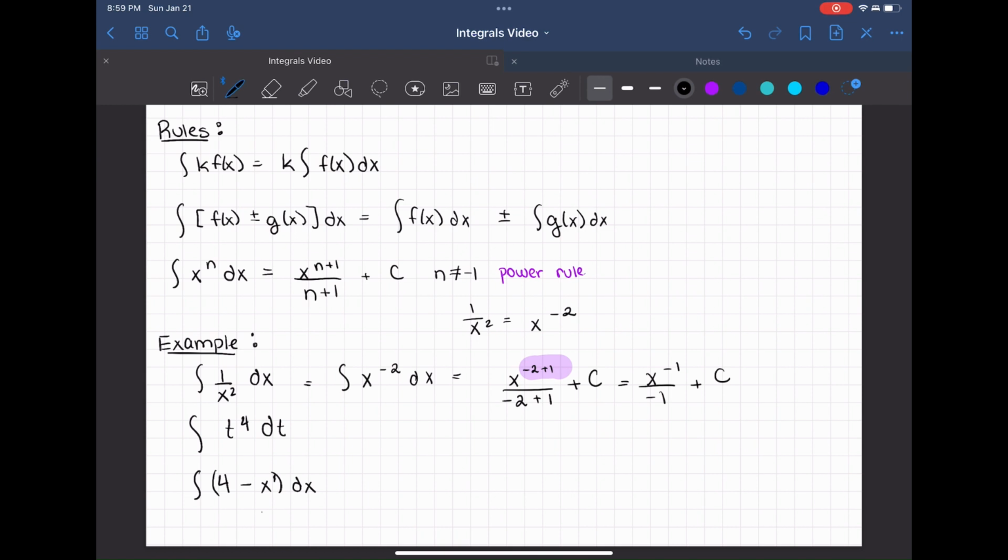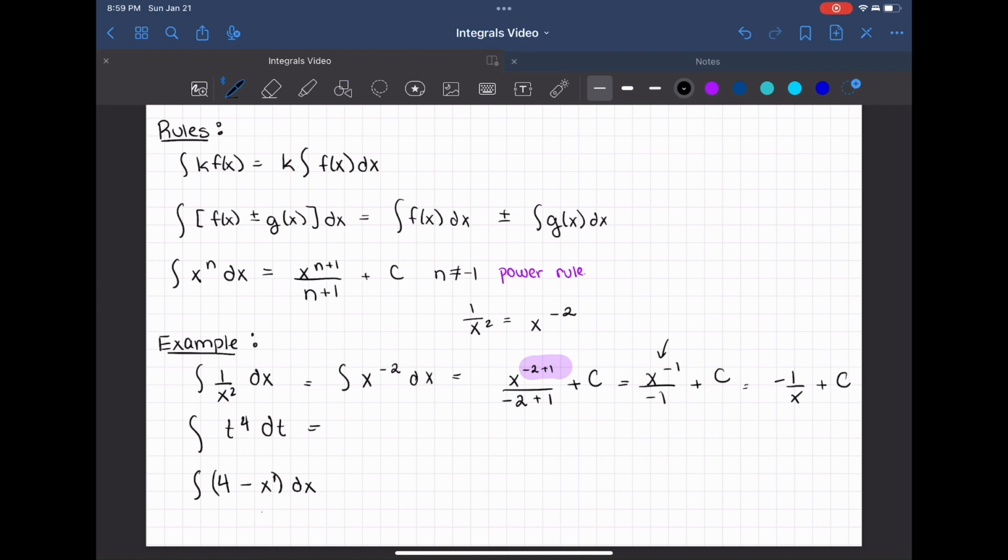And then finally, if we wanted to make this even prettier, we notice that x to the negative 1 is just 1 over x, and negative 1 is just adding a negative sign. So this is the result that we get. Negative 1 over x plus c.